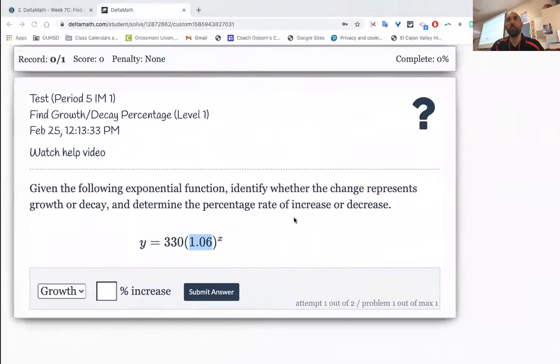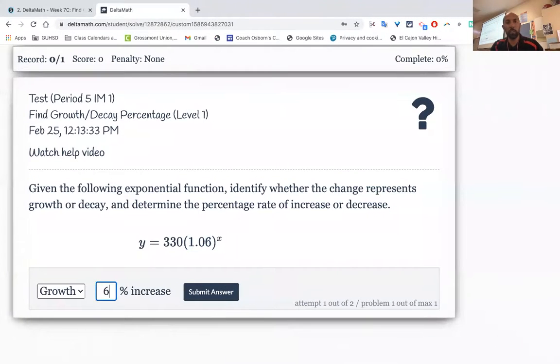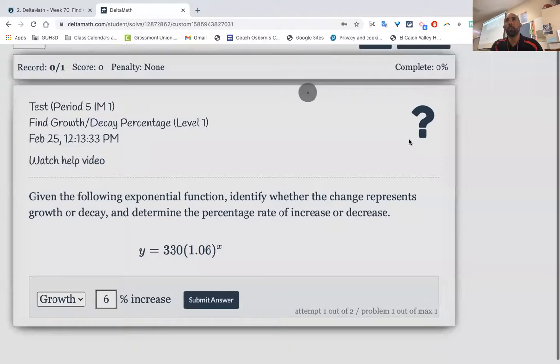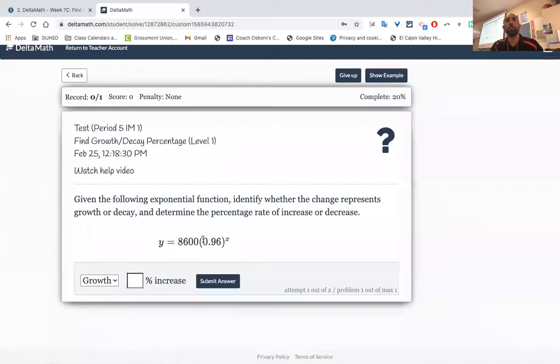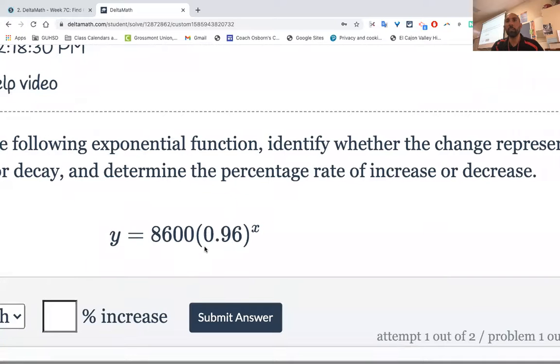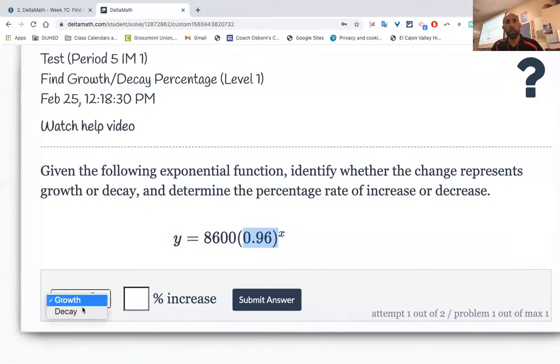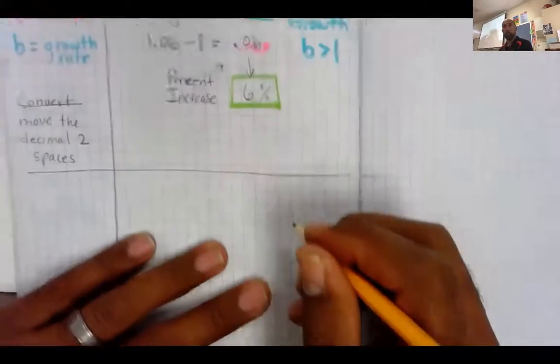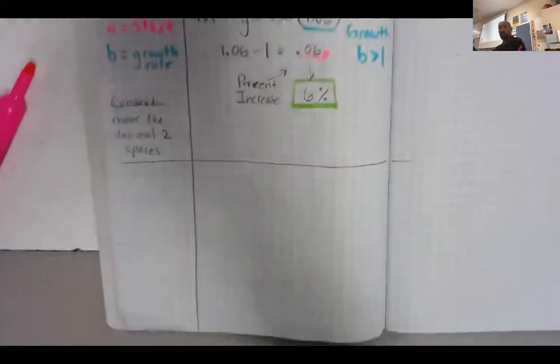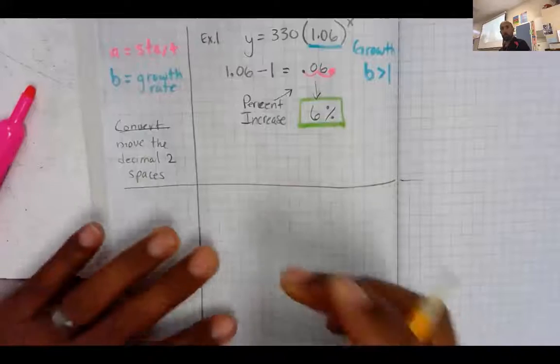Okay, so now let's see if we can find a problem. First, let's put in 6%. We know it's an increase. All right. So now here's a decrease. And I know it's a decrease because right away you guys can see that that number inside is less than 1. So what I want to do is first make sure I mark decay. And let's write this out first. Let me zoom out a little bit just in case you guys are still on that last one.